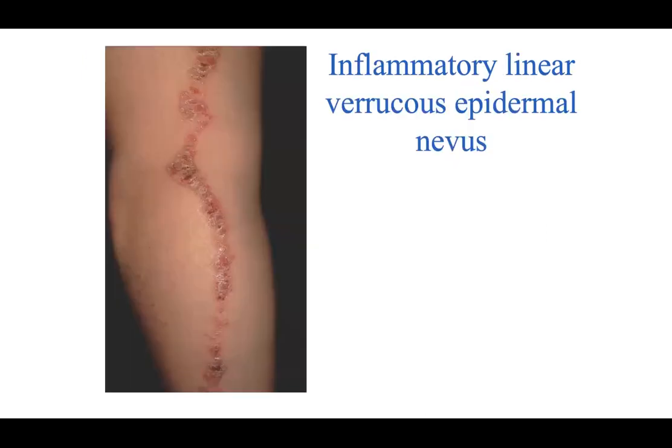So here you can see an inflammatory linear verrucous epidermal nevus. You can see this really geometric line going along the extremity here. The clinical consideration would be, are we looking at some type of lichen striatus? Sometimes you can think about incontinentia pigmenti, like the verrucous phase, if you see some type of line that's forming, but this is in actuality an ILVEN.